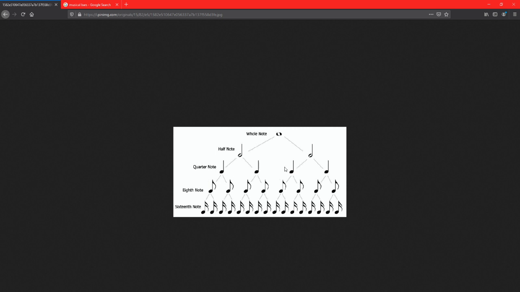So 1, 2, 3, 4. 1, 2, 3, 4. Basically, right? And if you're going to go with a half note, it'd be 1, 2, 3, 4. And a whole note would be 1, 2, 3, 4.